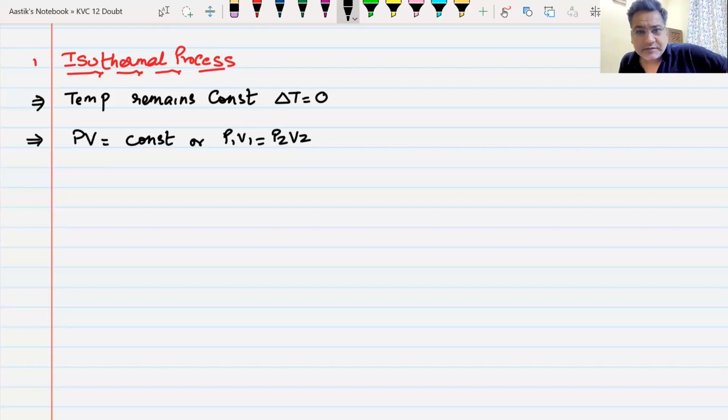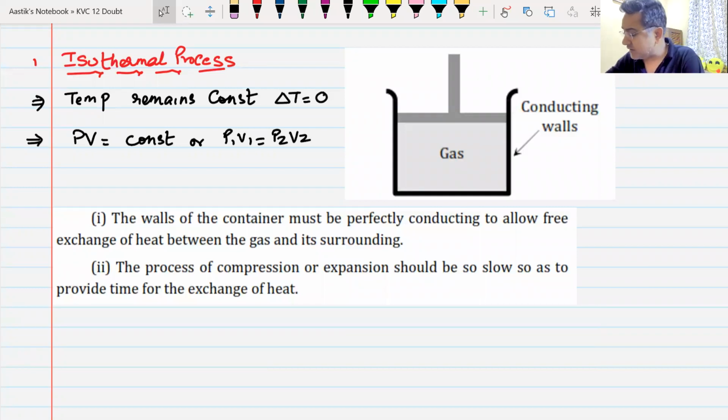Because to keep the temperature the same, there are two conditions that must be fulfilled. What are the two conditions for a process to become perfectly isothermal? What are the two conditions that must happen? Any idea? No idea? Okay, so the two conditions are like this.